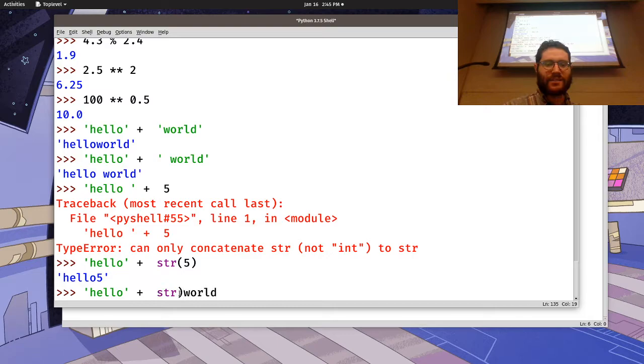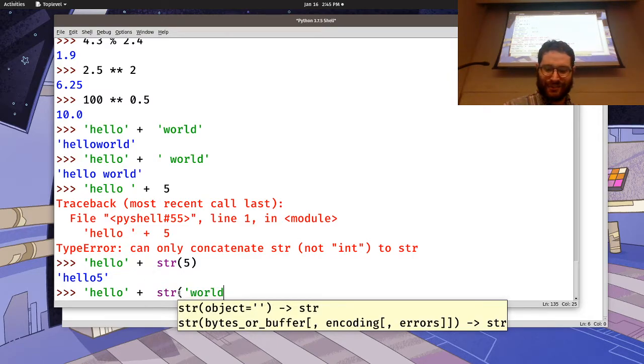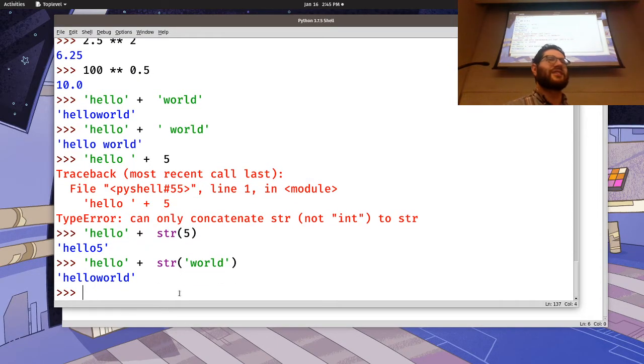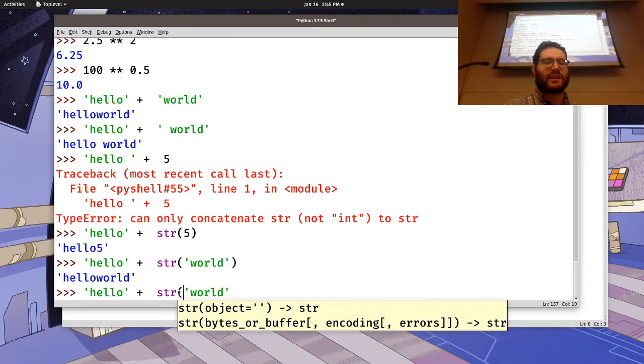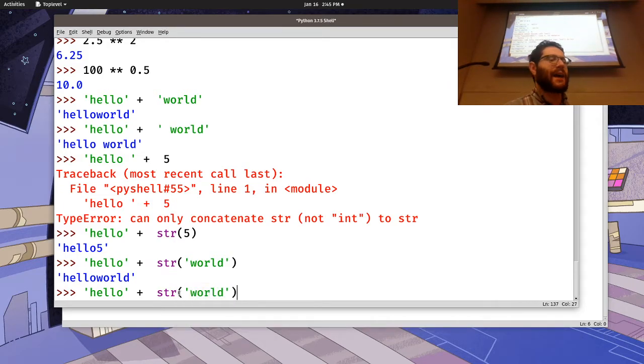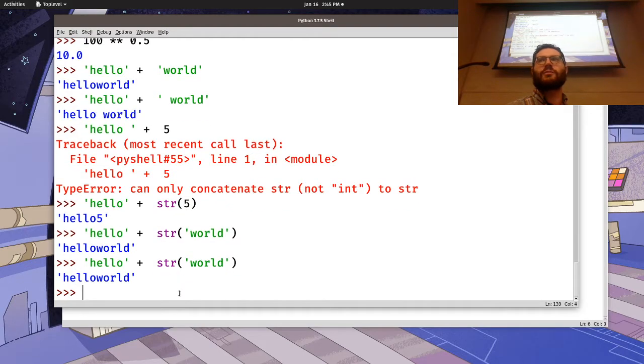Oh, it was already a string? Good for it. Still turning it into a string. Doesn't change anything. But the point here is that str converts things into strings. There's a function for each type, str, int, and float, which converts stuff into other things. We'll go into more detail about that, but I figured this is good to bring up for concatenation.